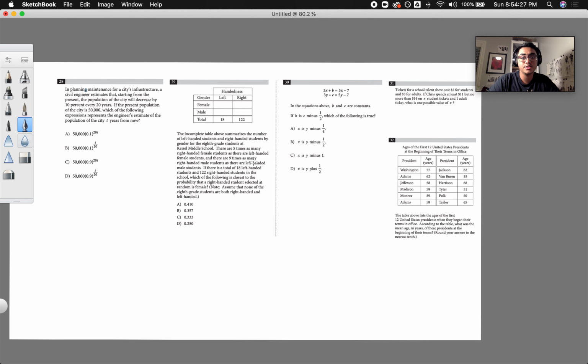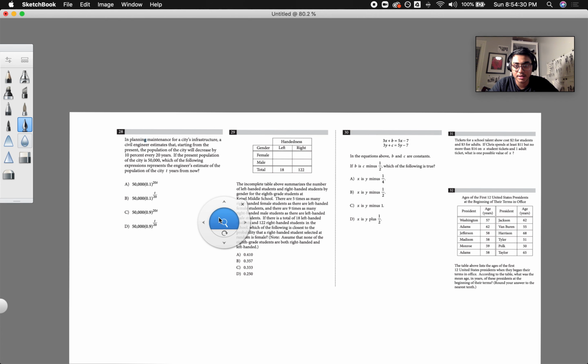Section 3, doing questions 28 to 32 on the math calculator section.